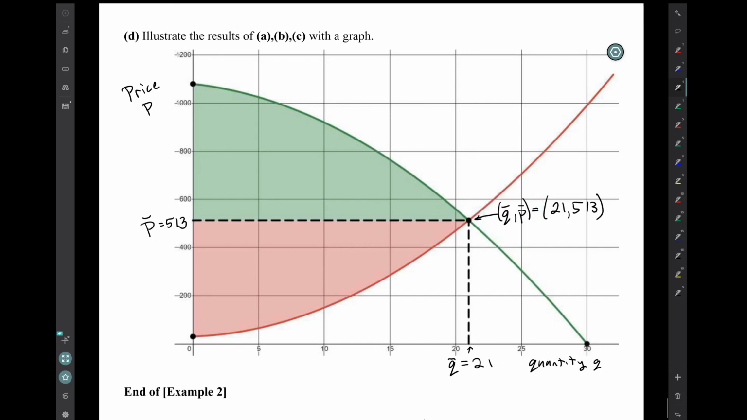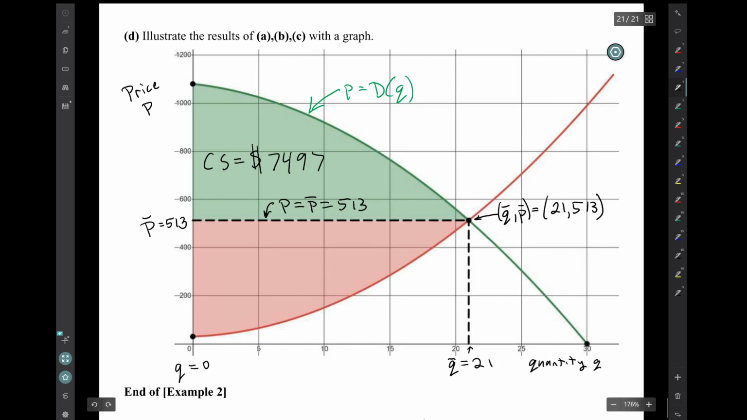And then we see the green shaded region corresponds to the consumer surplus. That's the area of the region bounded by the demand price curve and the horizontal line P equals P bar, and bounded on the left by the vertical line Q equals 0. And with the right endpoint there at the equilibrium price point, the Q coordinate of that is Q bar equals 21.